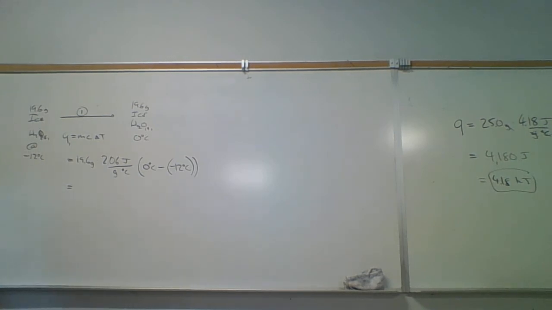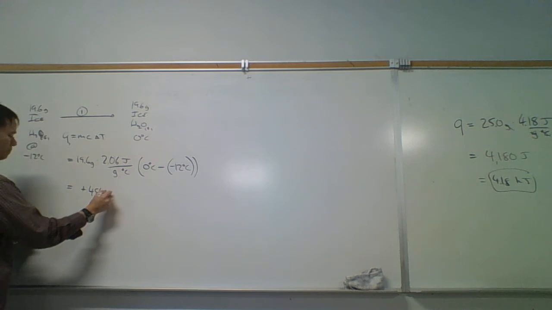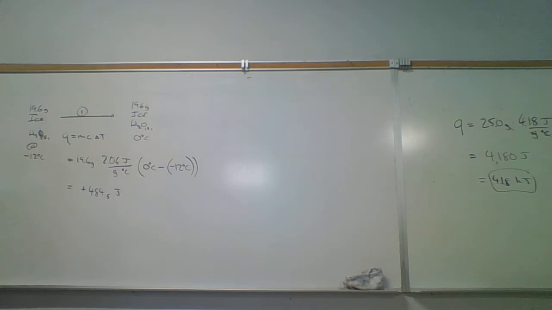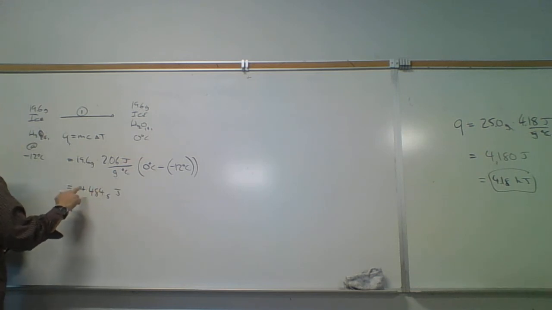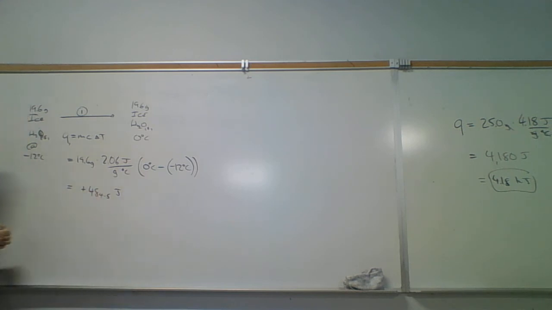It's going to be 19.6 times 2.06 times 12. And so this one's going to take plus 484.5. So I'm going to just carry mine through. Actually, I'm only allowed 2 sig figs because of this. But I want to carry 1 decimal place.